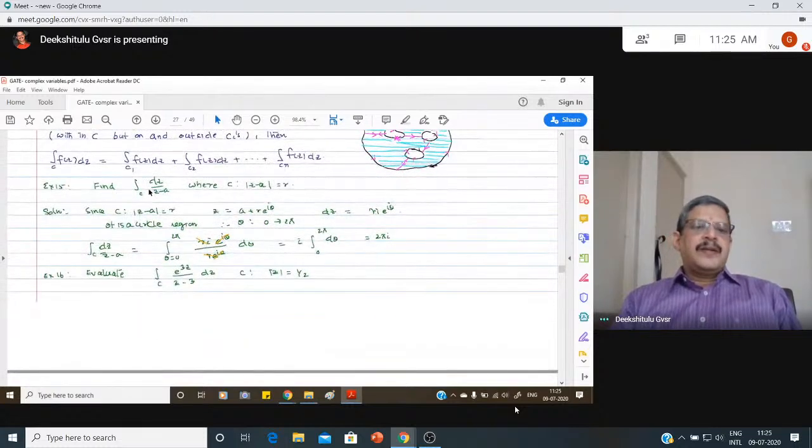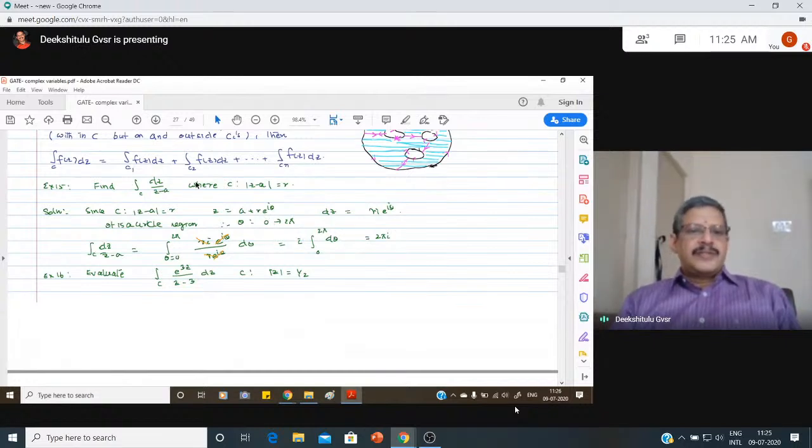Then find the integral over C of dz by z minus a, where C is mod z minus a is equal to r. Mod z minus a is equal to r means a circle equation centered at a and radius r. Any point z on the circle is given as z is equal to a plus r e power i theta, so dz is equal to r i e power i theta d theta, because a is constant, its derivative becomes 0. It is a circular region, so theta changes from 0 to 2 pi.